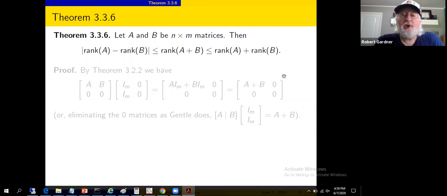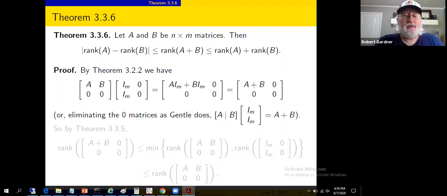All right, showing this is actually not very hard, because we have a fair amount of equipment behind us at this stage. Consider the following. Take the partitioned matrix [A, B; 0, 0] and multiply it by the partitioned matrix [I_m; I_m], with I_m the m by m identity. Theorem 3.2.2 tells you how to multiply these, basic row times column stuff. So if you multiply these two partitioned matrices together, we get [A+B; 0]. Of course, the zeros represent matrices of appropriate dimensions.